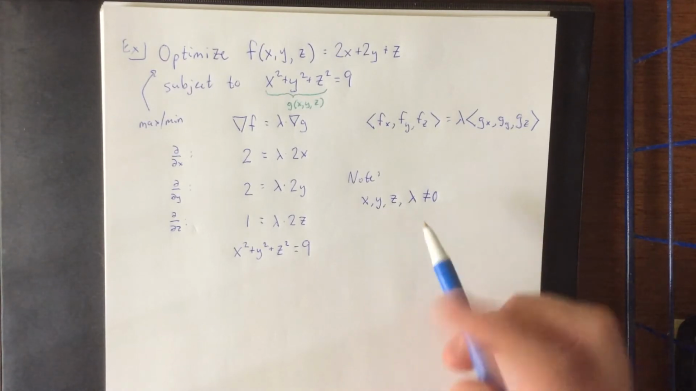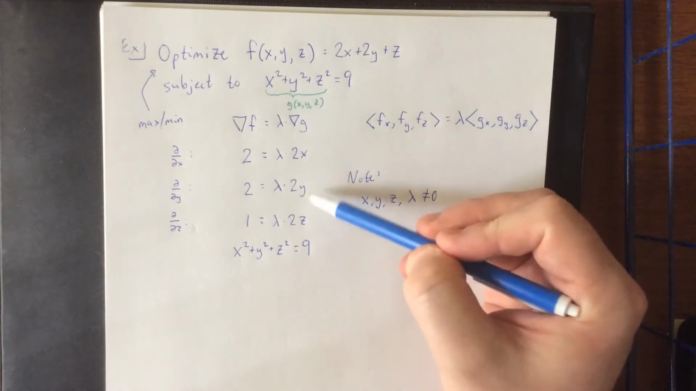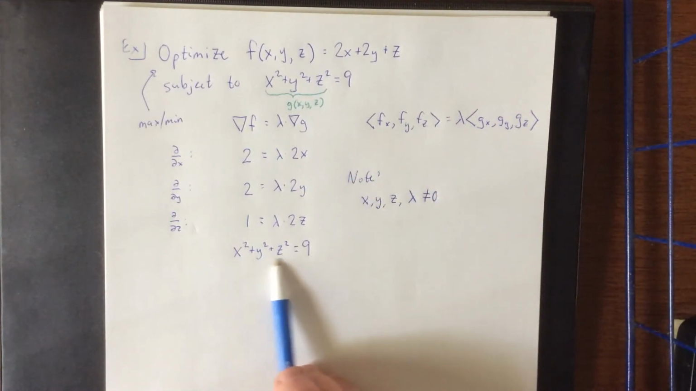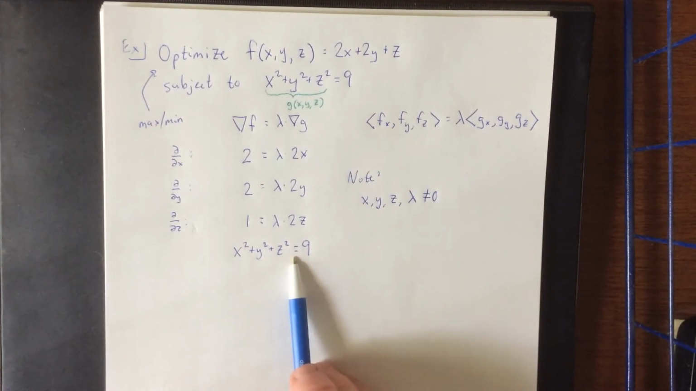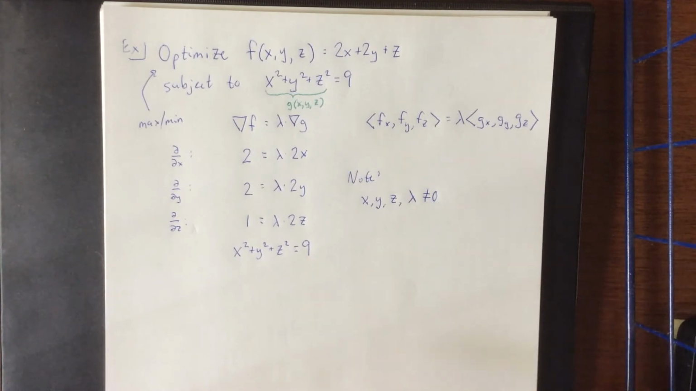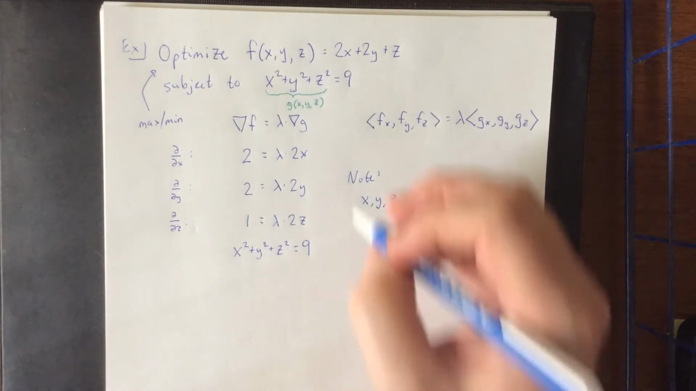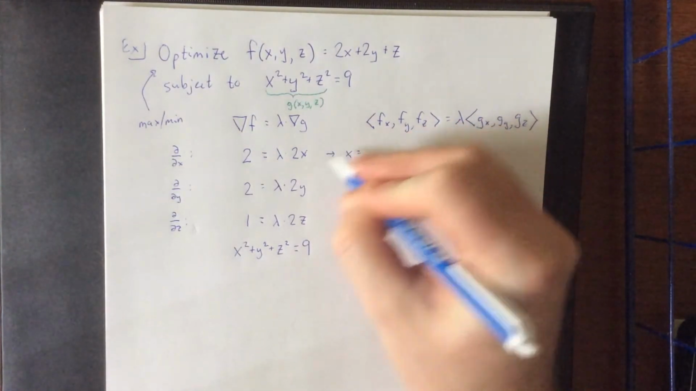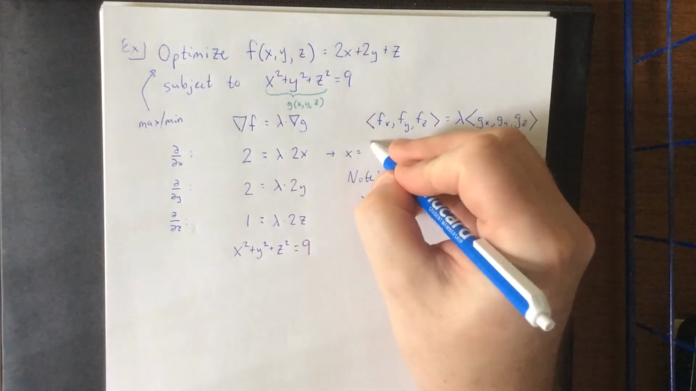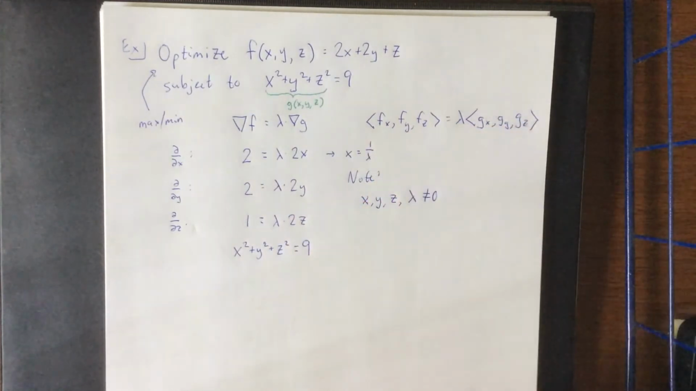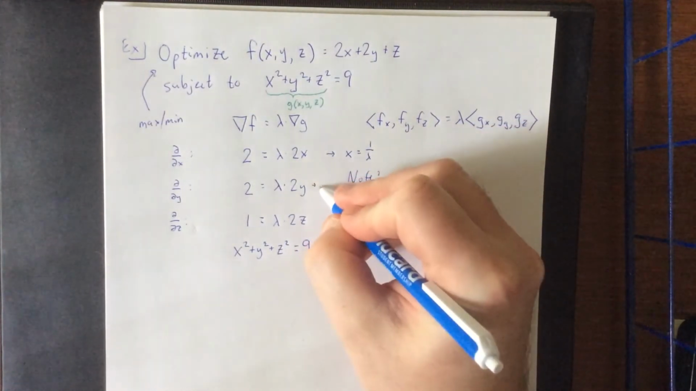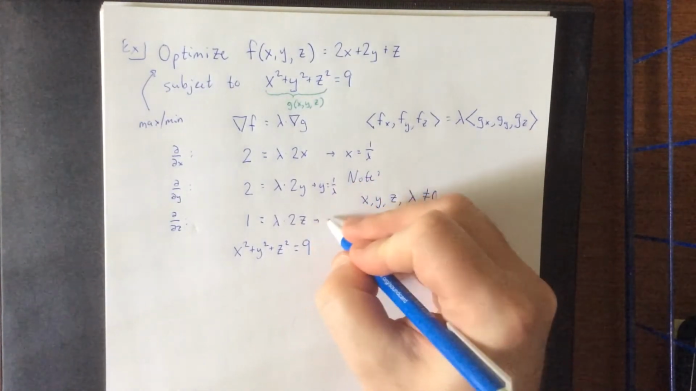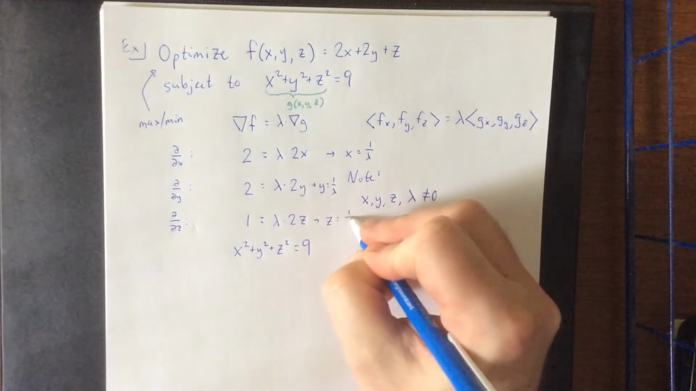I think that our best bet is going to be to solve each of these equations for x, y, and z, plug the resulting expressions into the last equation here, and then solve for whatever variable we get. So from the first equation here, we're going to get that x is equal to, if we divide both sides by 2 lambda and reduce, 1 over lambda. From the second equation, we'll get the same, y is equal to 1 over lambda. And from the third equation, we'll get that z is equal to 1 over 2 lambda.